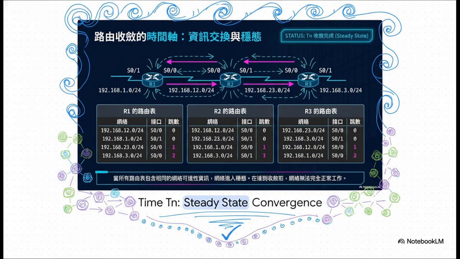Fast forward to time t1, the steady state. Now they've started talking. R1 tells R2 what it knows. R2 adds a hop to that distance and passes the gossip down to R3. They learn these routes from each other, hop by hop, until the whole network reaches a fully converged, steady state. Every single router now has a complete list of destinations and the best direction to forward data, all built 100% on the word of mouth of their neighbors.